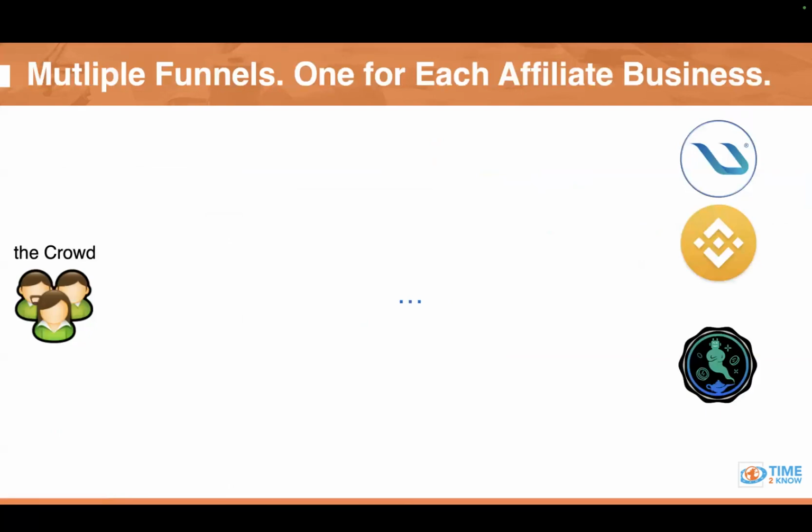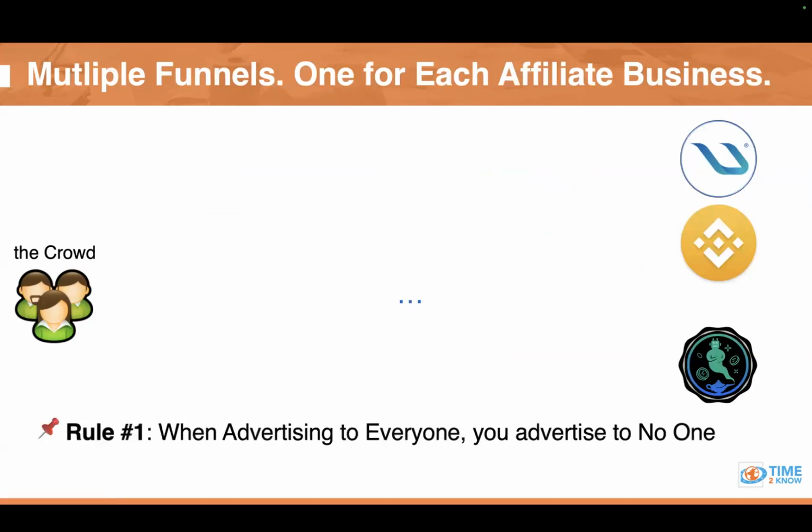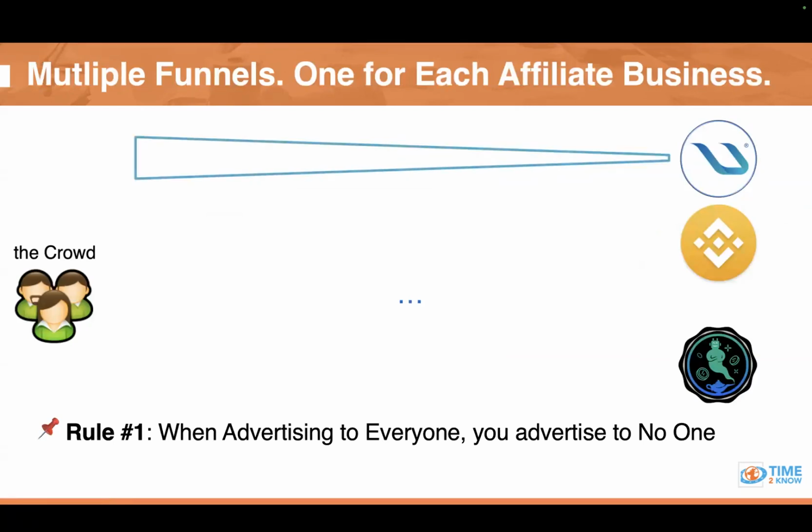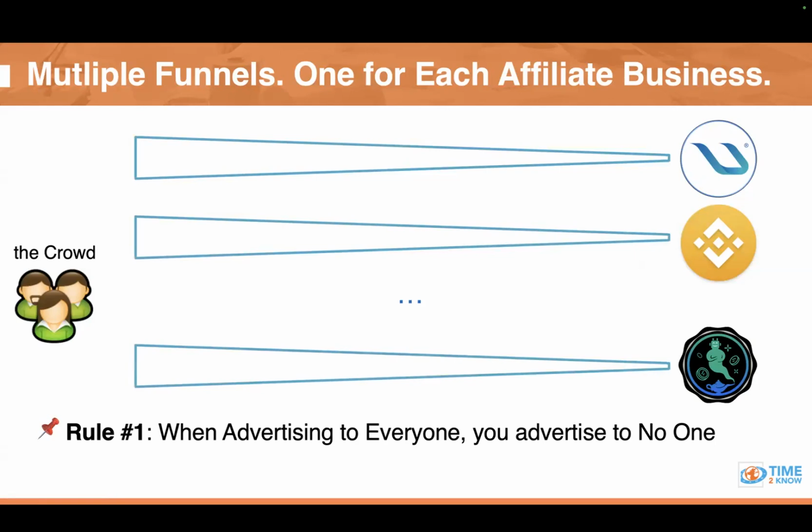Consider creating multiple funnels. Each funnel is for different businesses. So based on rule number 1, when advertising to everyone, you advertise to no one. So better focus. So create individual funnels for individual businesses, and then attach your affiliate link to them. So don't aim at having one funnel for all the businesses.